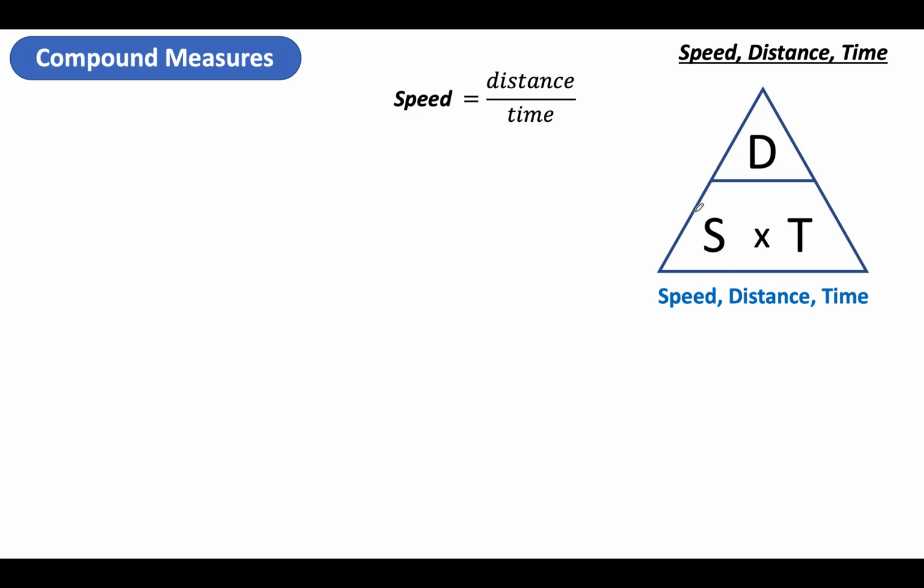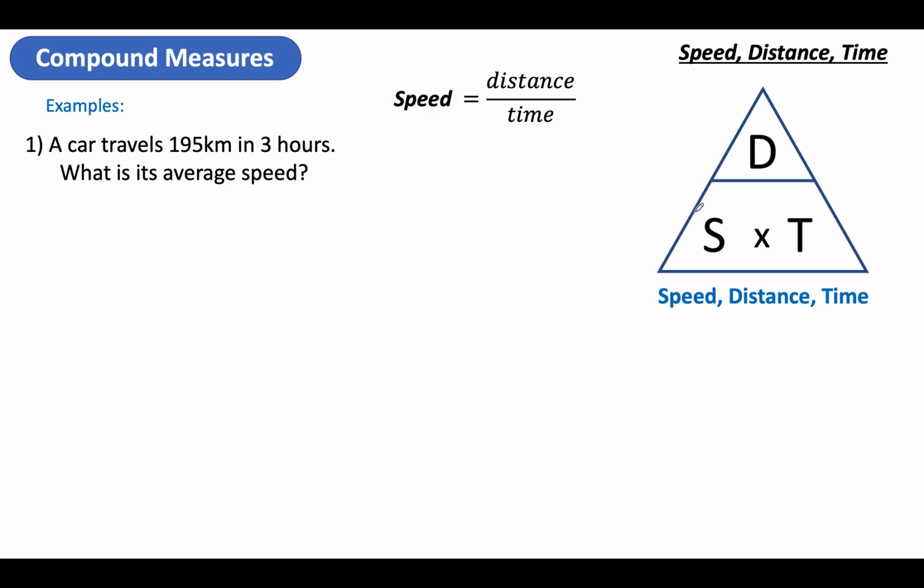First of all, let's do some basic speed calculations. What about this one? We've got a car, and it's travelling 195 kilometres, and it does it in 3 hours. What is its average speed? Now, we say average speed because it might have sped up, it might have slowed down. I've only got the total time and the total distance, which is why it's an average speed.